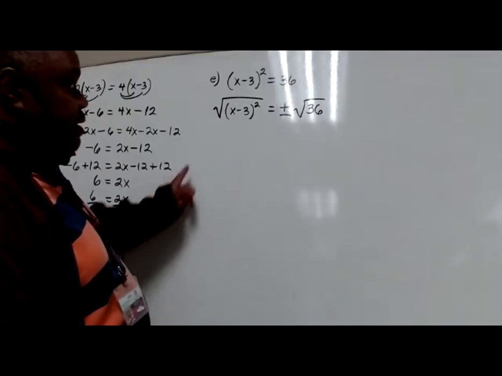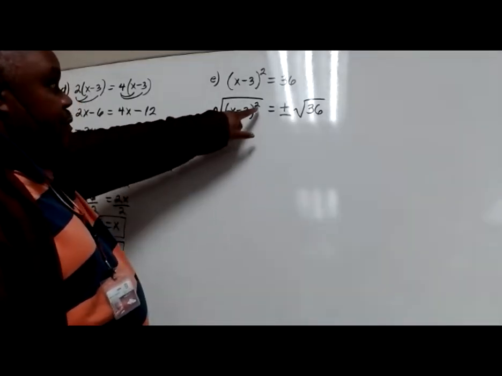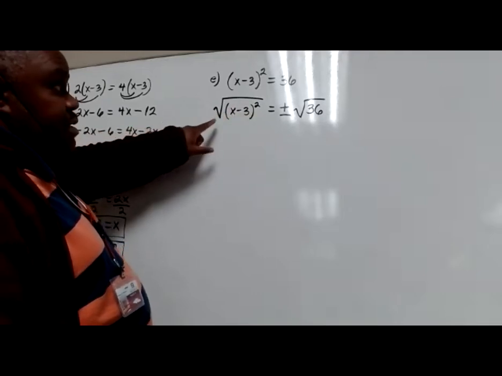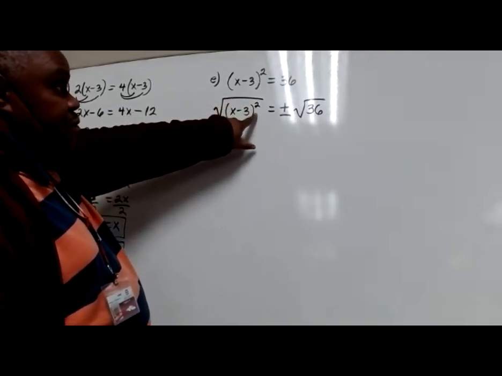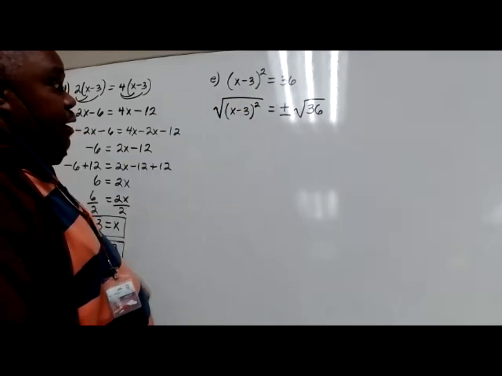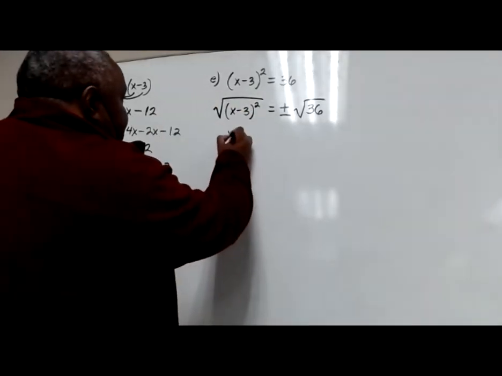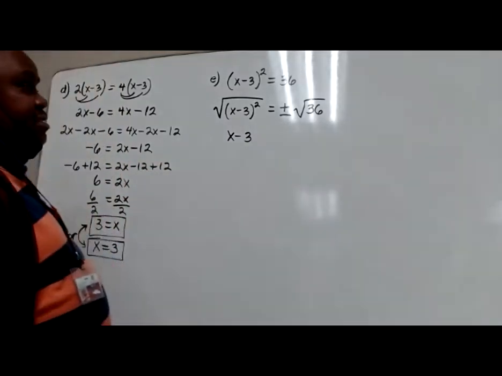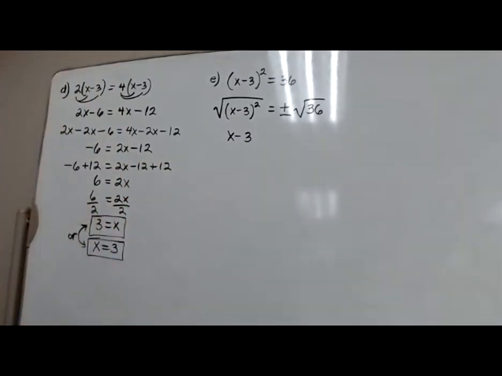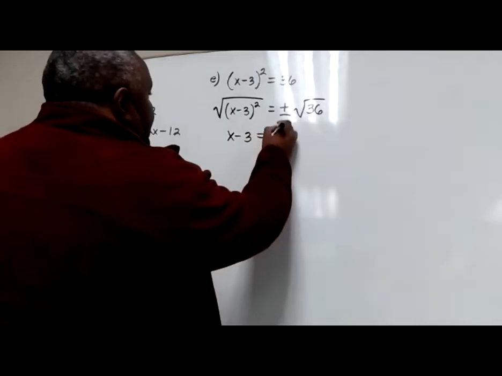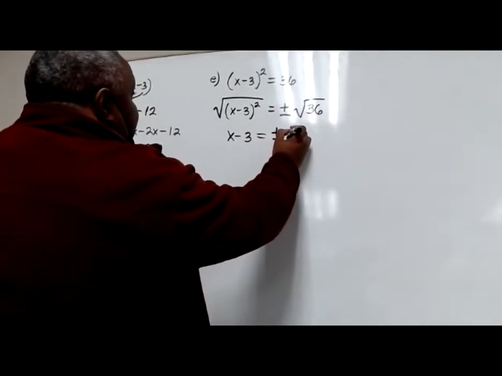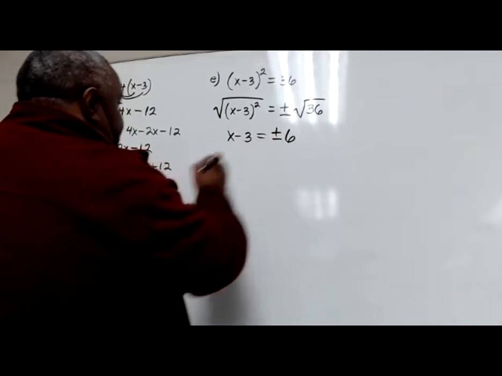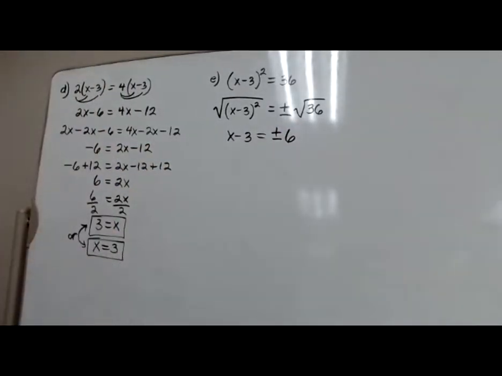All right, now let's simplify this. The square root of x minus 3, and we square it. The reason we take the square root on this side is to get rid of that exponent of 2. Square root and the square are inverses. You're going to be left with what's inside the parentheses, x minus 3. And that's equal to plus or minus the square root of 36. What number times itself gives you 36? 6. So I get x minus 3 is equal to plus or minus 6.